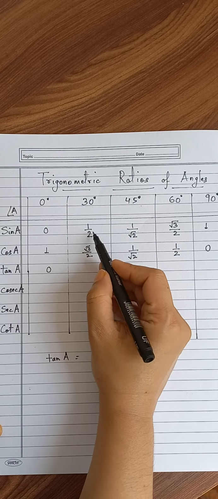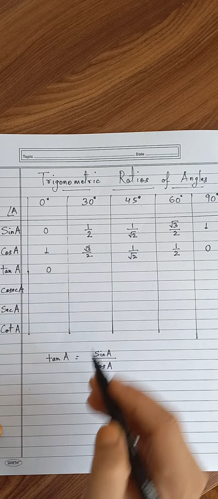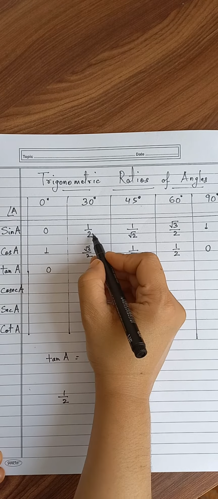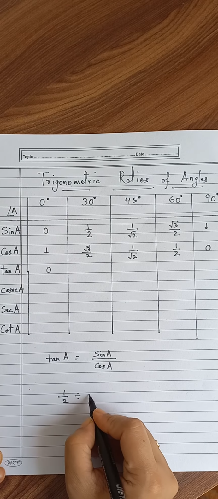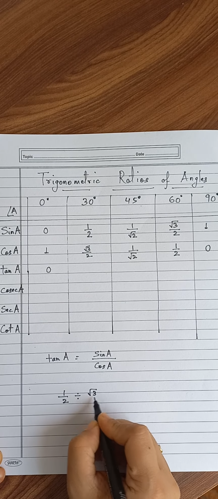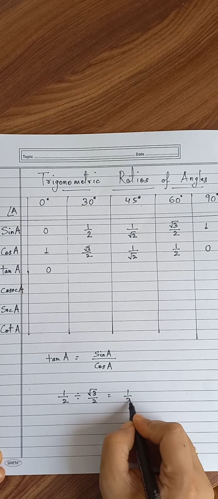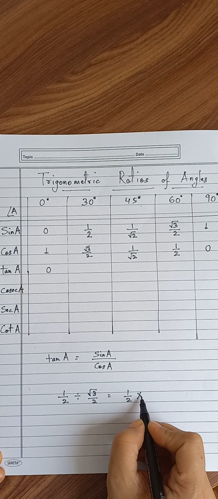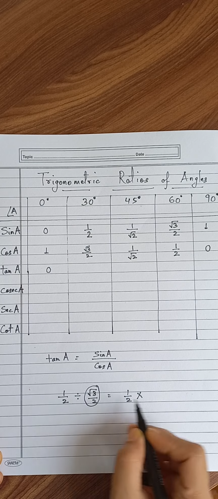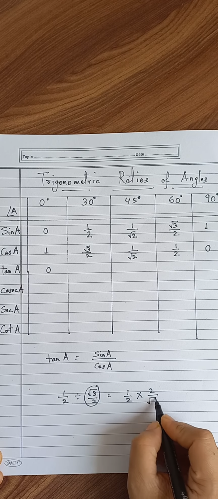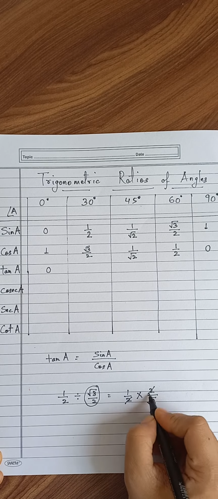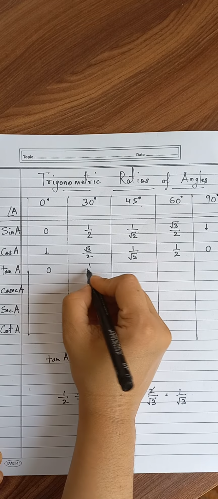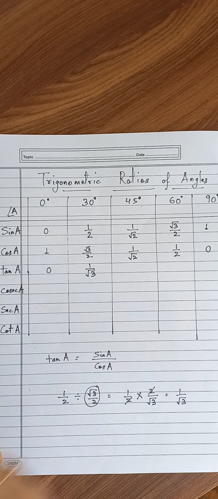And when you divide these two values, I am just telling you in rough that the sine value is 1 by 2, and then divided by cos 30 which is root 3 by 2. So what you need to do, you have to divide it. Now we'll convert it into multiplication, and then we have to take the reciprocal of this value, that is 2 by root 3. 2 gets cancelled out, and then 1 by root 3. So here the value will be 1 by root 3.